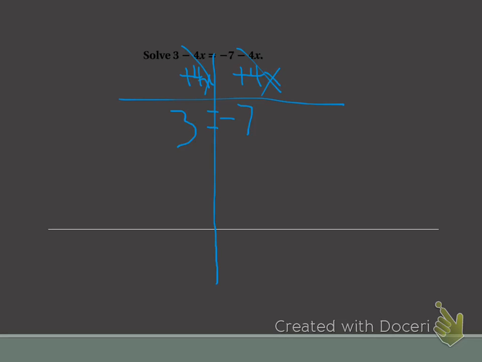Because when we ended up subtracting that, I eliminated the variable. But now the question is, can 3 ever equal negative 7? No, this is not true. Therefore, there is no solution to this equation. No solution exists that would make this statement true.